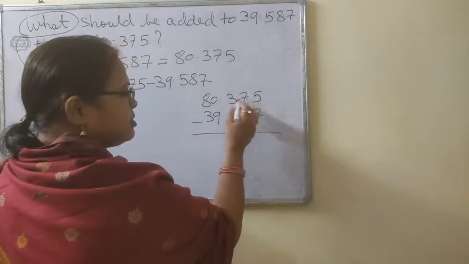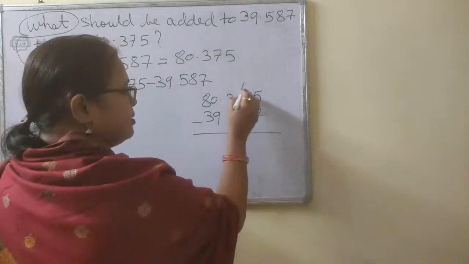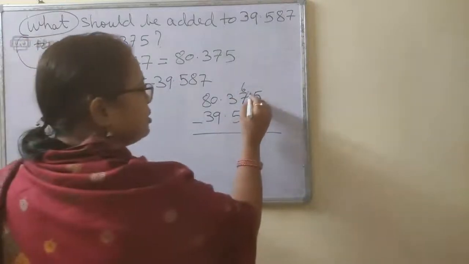So 15 minus 7. 5 is here. We will take 1 from here. So it will become 6. Clear? And this will become 15.